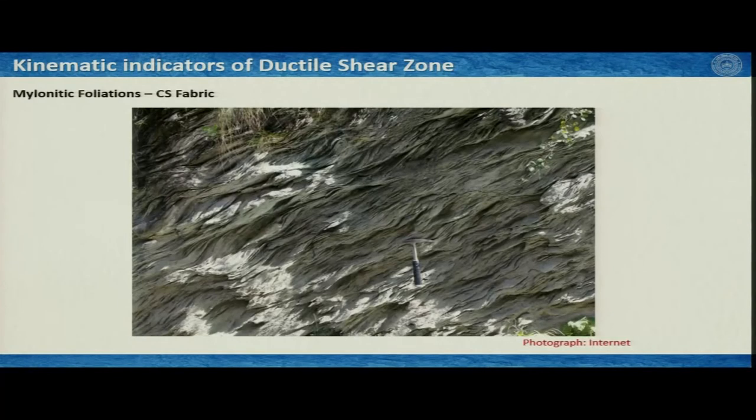Therefore the sense of displacement, at least in this image, is sinistral. Now here I give you one photograph, which I am not going to demonstrate what it is. You can identify the foliations, and whether this is C or S, which one is C, which one is S, and you try to figure out what this is, or whether you can conclude this is CS fabric or not.